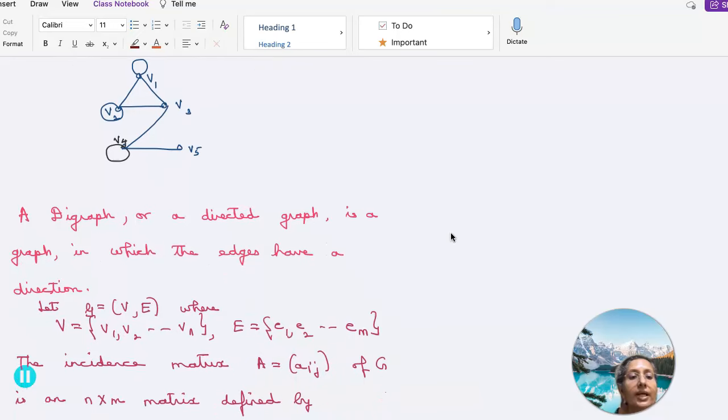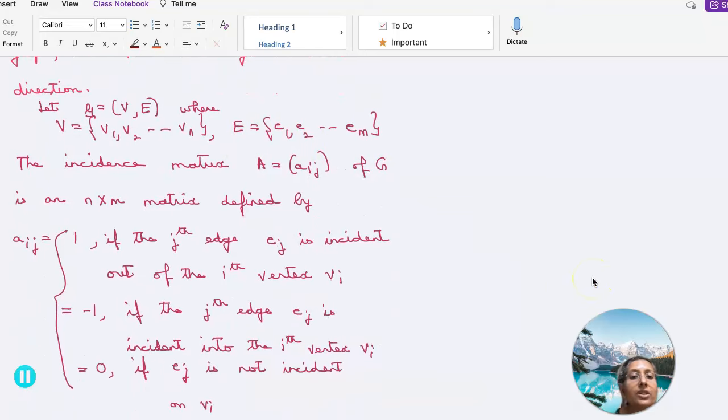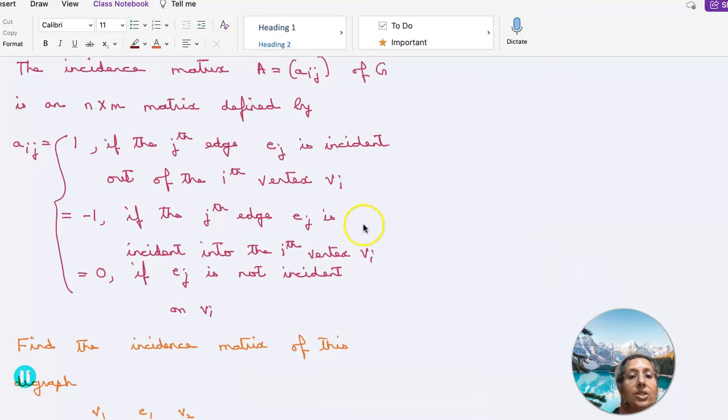Now a digraph or a directed graph is a graph in which the edges have a direction. So let G equal to (V, E), where V is V1, V2, ..., Vn and E has edges E1, E2, ..., Em. The incidence matrix A of G is an n by m matrix defined by Aij equal to 1 if the jth edge Ej is incident out of the ith vertex Vi. So it is 1 if the edge is going out of the vertex, equal to minus 1 if the jth edge Ej is incident into the ith vertex Vi. So if it is going into Vi, it is minus 1, and 0 if Ej is not incident on Vi.